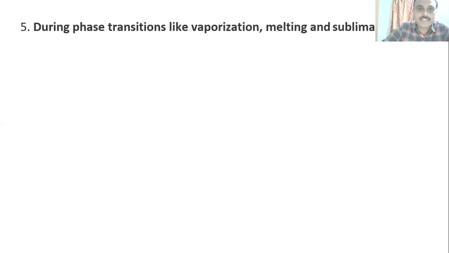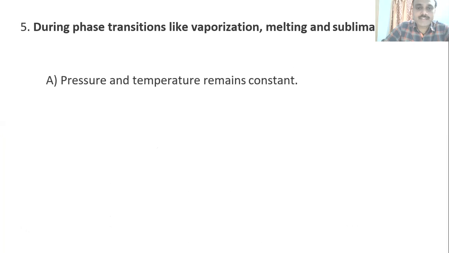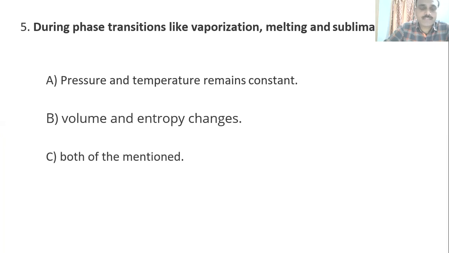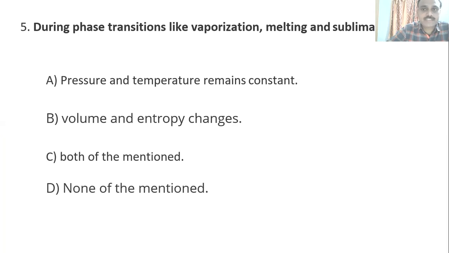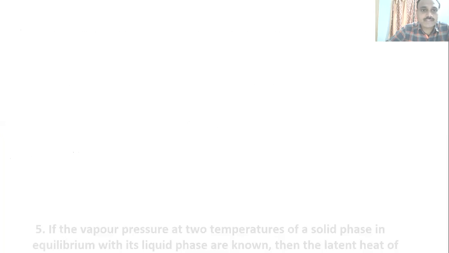During phase transitions like vaporization, melting and sublimation, pressure and temperature remain constant; volume and entropy change; both of the mentioned; or none of the mentioned. During vaporization, melting and sublimation, definitely the entropy changes, and volume also changes, provided pressure remains constant, and hence the option is both of the mentioned.